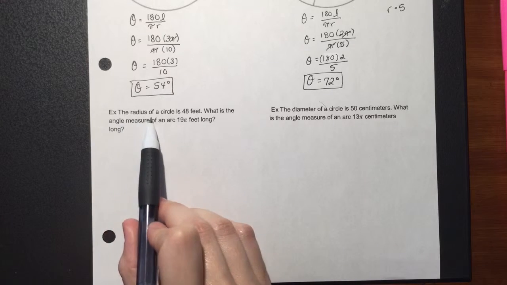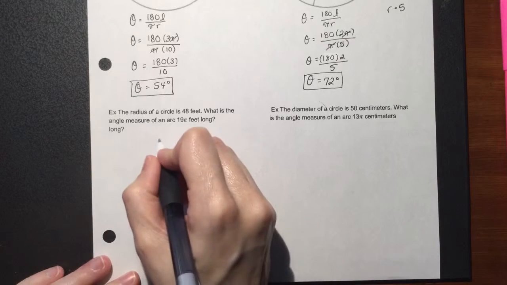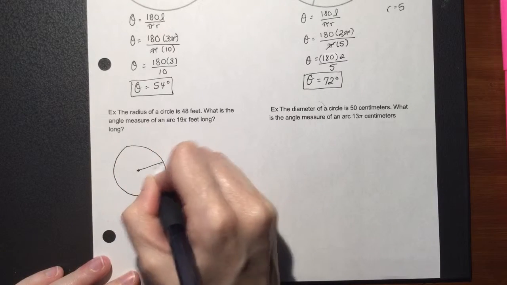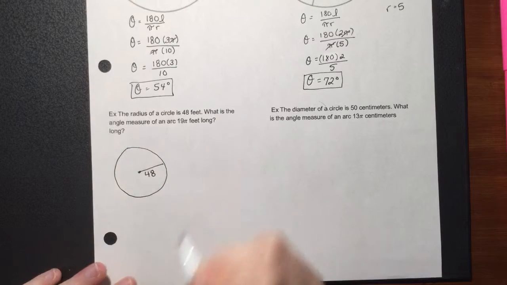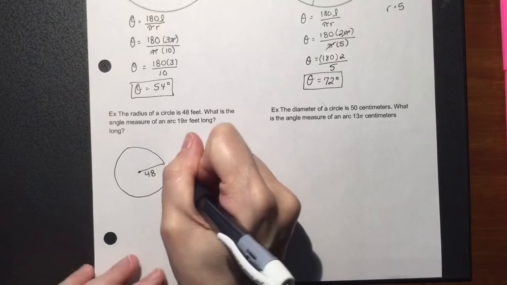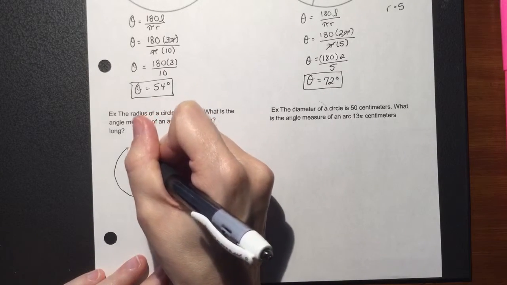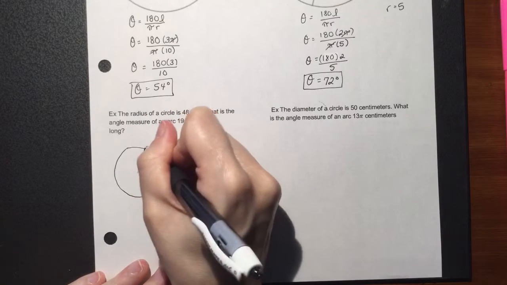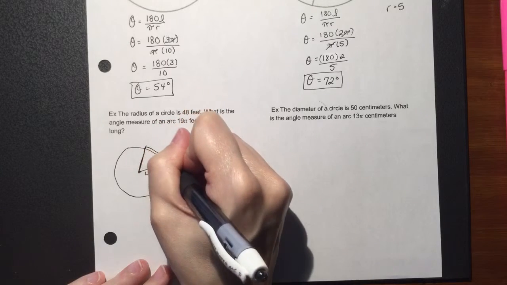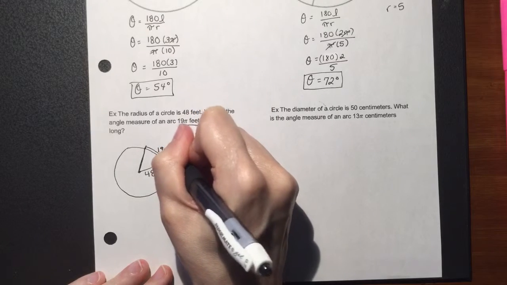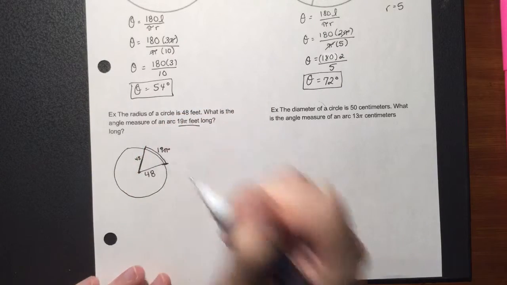So looking at this, the radius of a circle is 48 feet. So we're starting with a circle. So draw a circle, and the radius is 48 feet. What is the angle measure of an arc that is 19 pi feet long? I don't know for sure how long that arc's going to be, so I'm just going to guess that it's going to be about this big. So we're looking for the arc length from there to there. It has a length of 19 pi, and this is also 48.